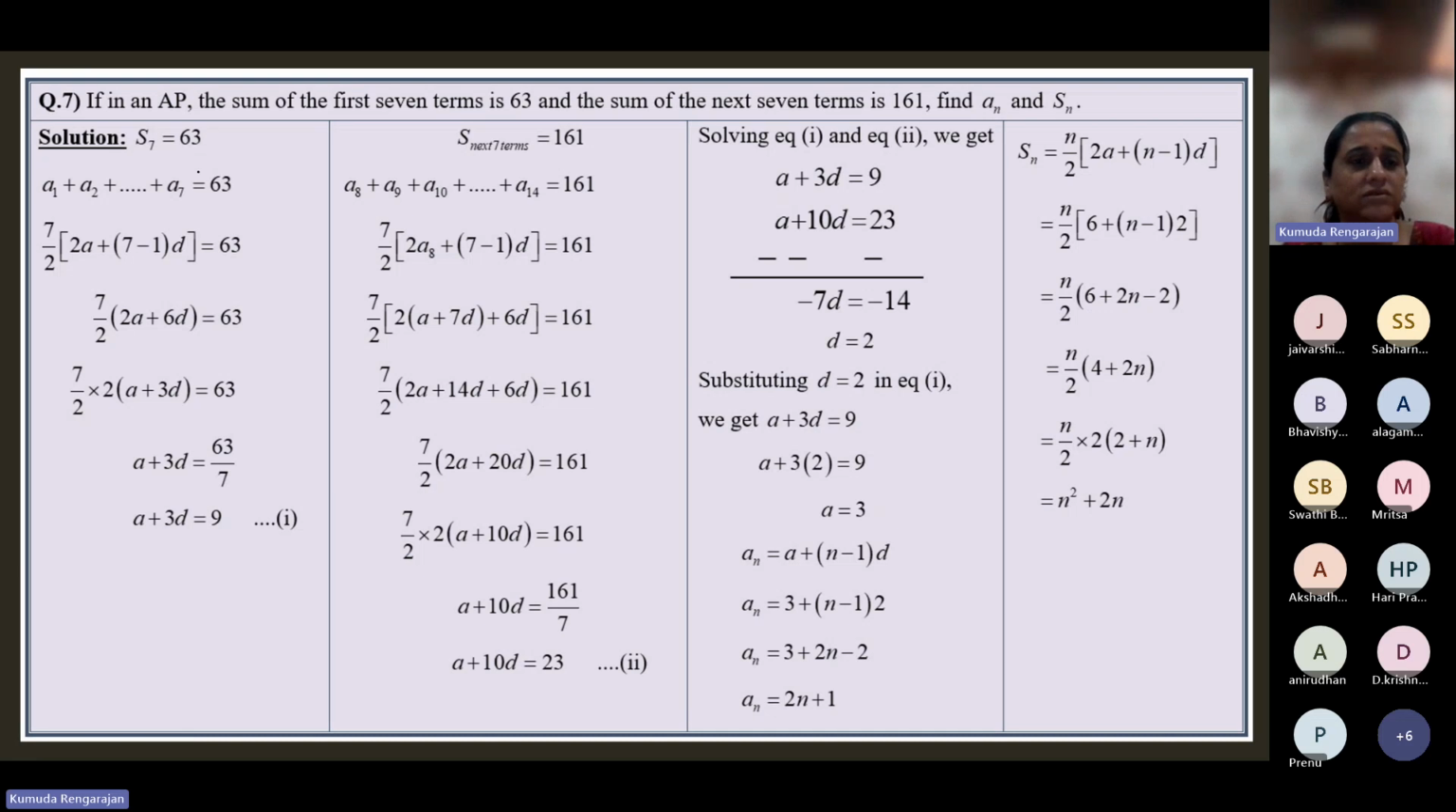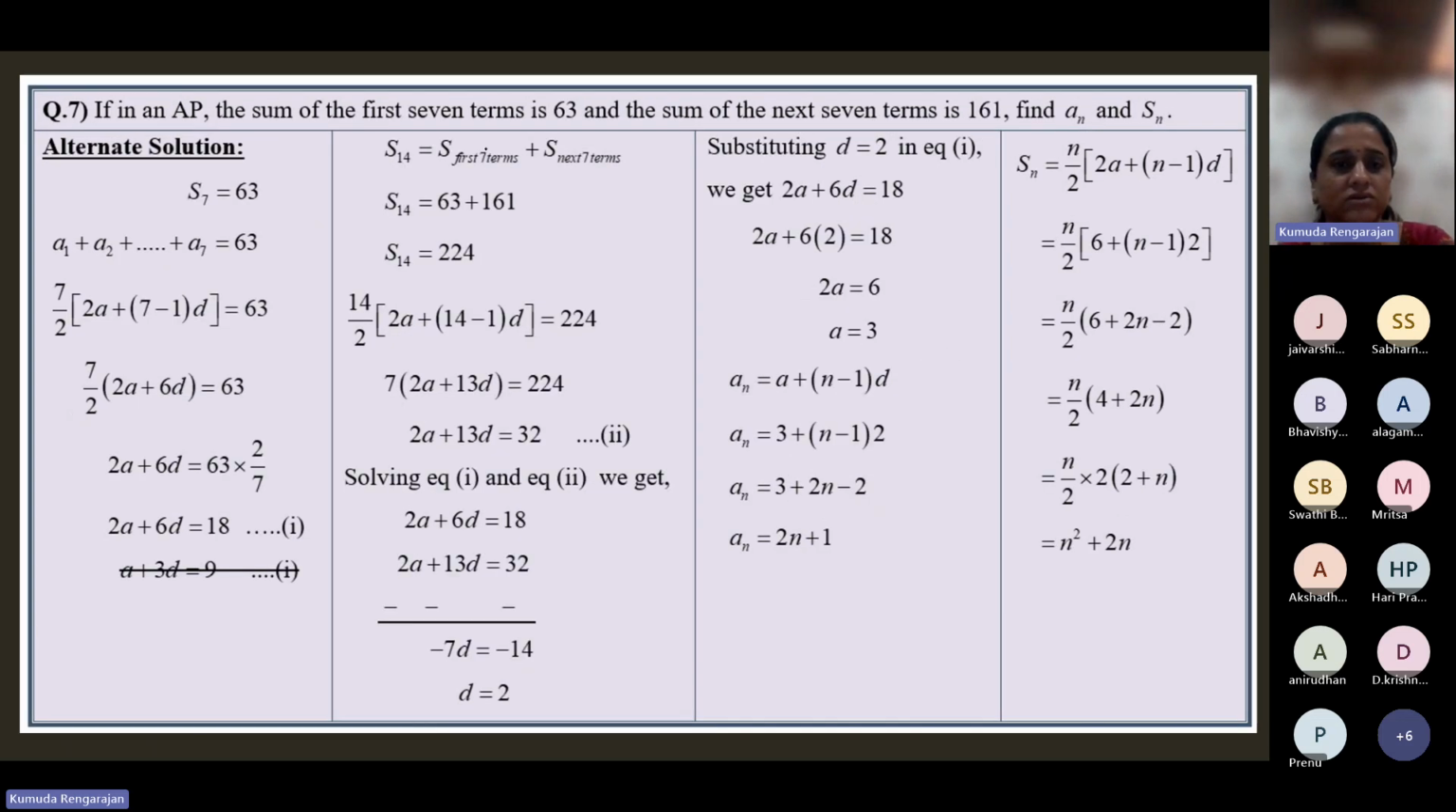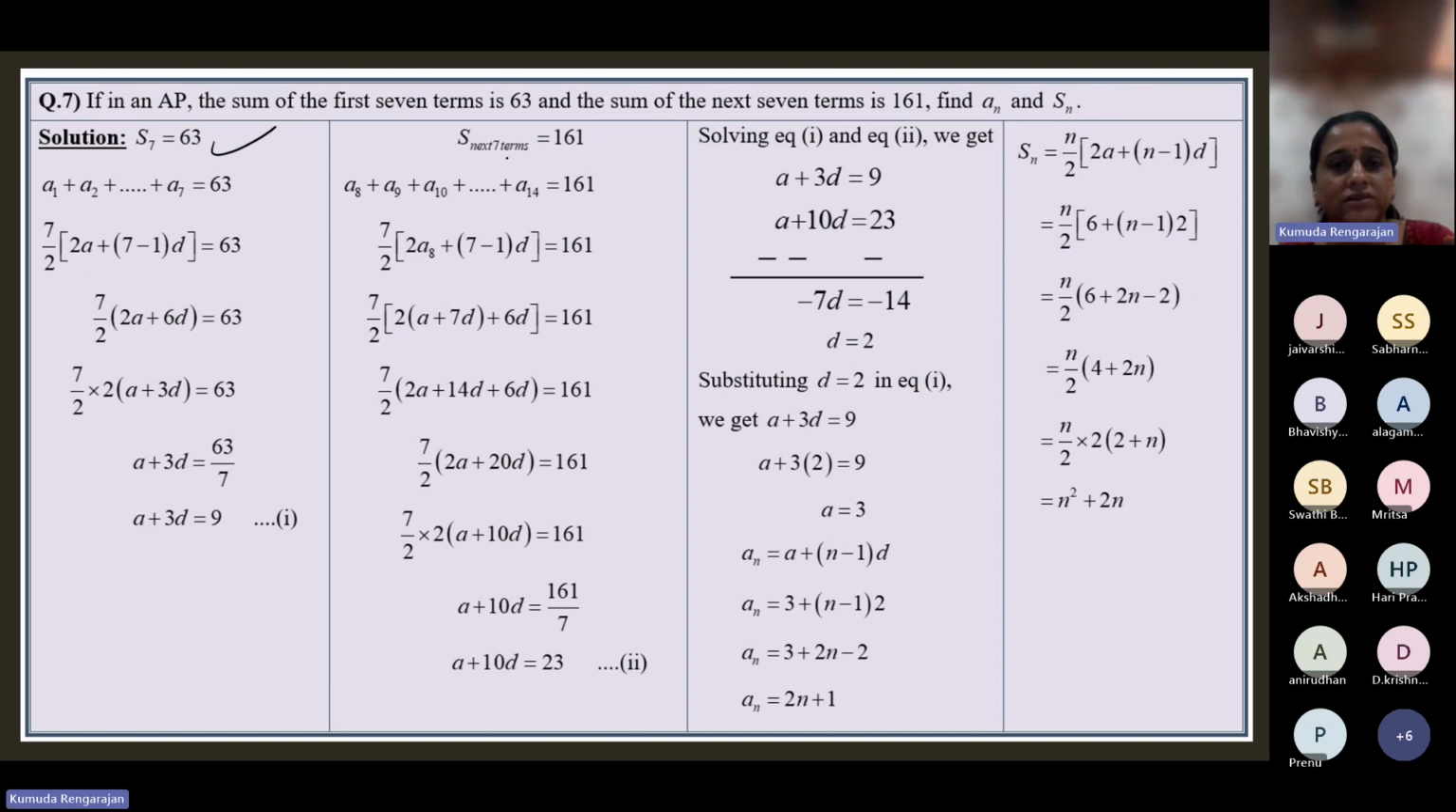So first 7 terms, you can see here, children. This is the method we just discussed. But we've also understood it like this. Sum of the next 7 terms, that is A8 plus A9 plus A10, and so on. Last class or the class before that, we have seen a question like this. So the sum of the next 7 terms, meaning after the 7th term, A8 plus A9 plus A10 up to A14, is equal to 169.